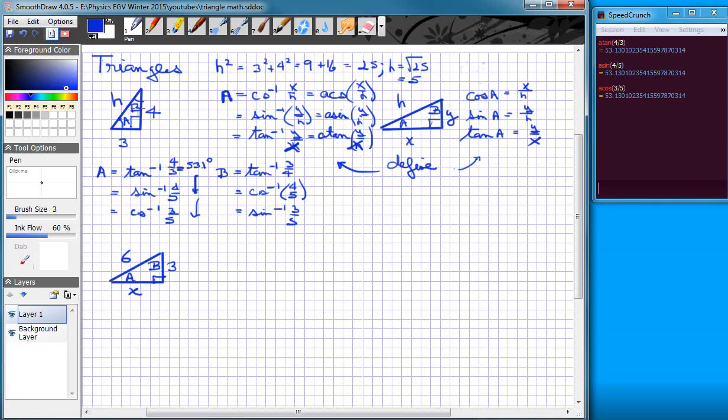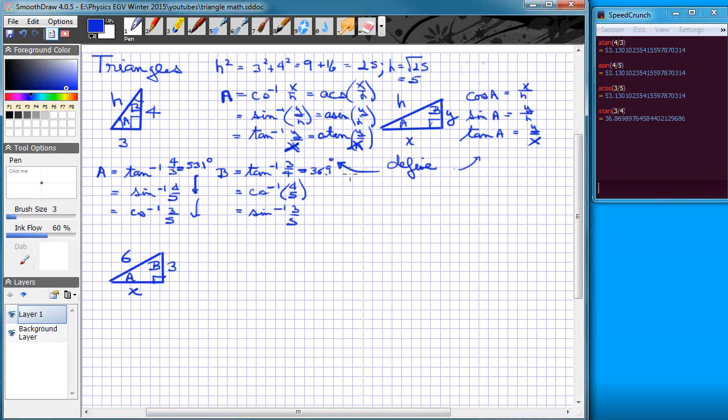If you look at angle B, the definition of tangent is always the opposite divided by the adjacent. And so for B, that would be 3 divided by 4, which would mean B is equal to tan minus 1 of 3 divided by 4. And so if I go over to my calculator here, I'm going to do an A tan of 3 divided by 4. I get 36.9 degrees.